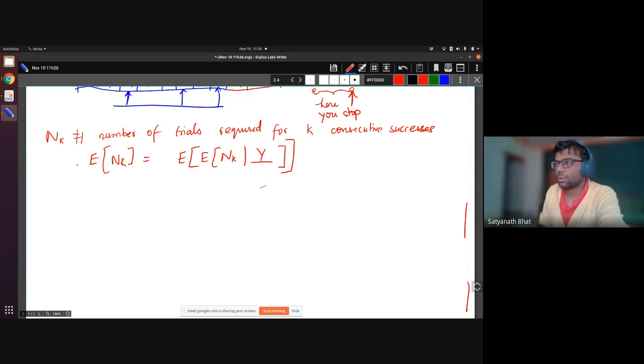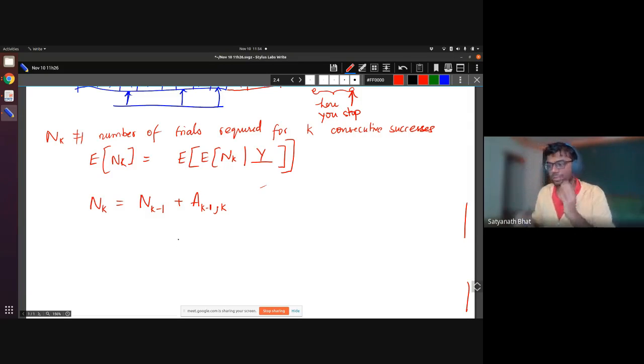Okay, so they don't. So this is going to be a little difficult. Let me just write it. What they do is they divide the random variable nk into two things. They say nk can happen only if you have k minus 1 successes. So this random variable nk will be equal to the number of times till you get k minus 1 successes plus the number of rounds required to go from k minus 1 to k successes. Okay, so that is the thing.